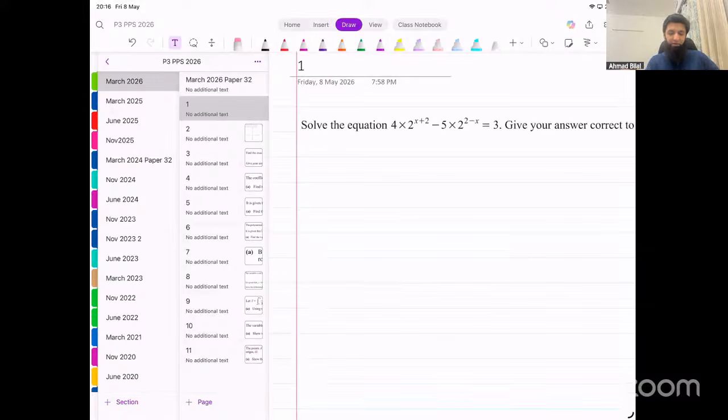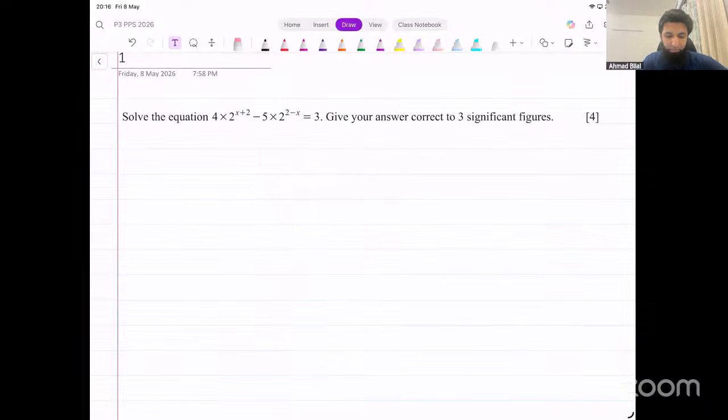Achha, we need to solve this equation. Question number 1. 4 into 2 raised to the power x plus 2, minus 5 into 2 raised to the power 2 minus x, that is equal to 3, giving an answer correct to 3 significant figures. Now, how do we solve this equation?